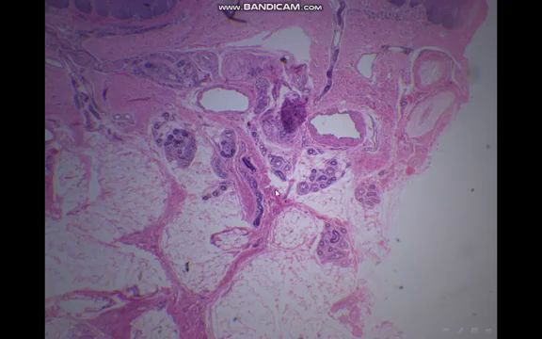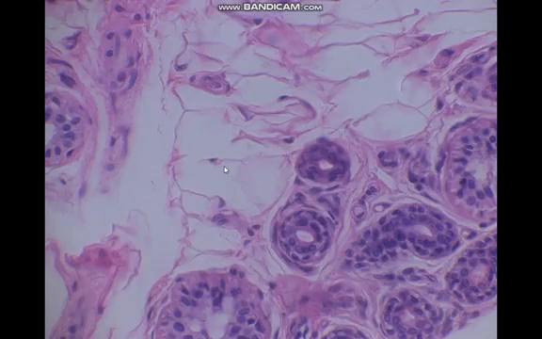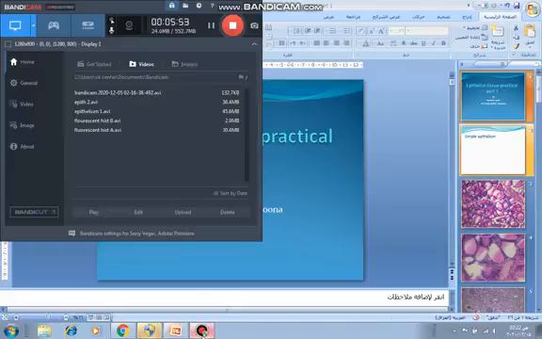The sweat gland contains a secretory portion, which is the glandular part, and the duct region, which is darkly stained, lined by stratified cuboidal epithelium. In higher magnification, this is the duct of the sweat gland lined by stratified cuboidal epithelium, appearing in different sections. And thank you. This was the part regarding different types of epithelial tissue.